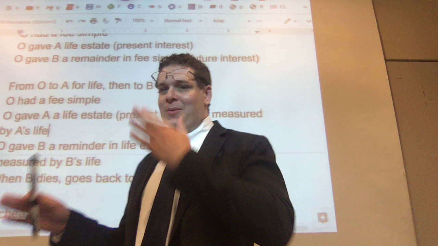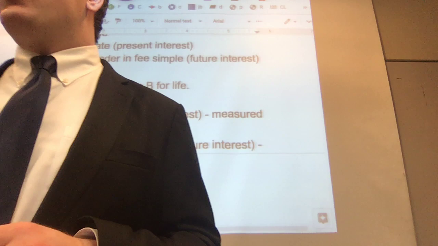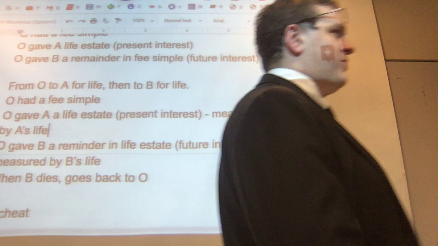All right, but let me try to summarize this and make this as digestible as possible, because I know there's a lot of things here. When we're talking about ownership of Black Acre, we think of these two concepts. We think of who owns it and when do they own it, right? You always have to account for the sticks in the bundle. They have both the present interest and the future interest. You have to account for both of them.